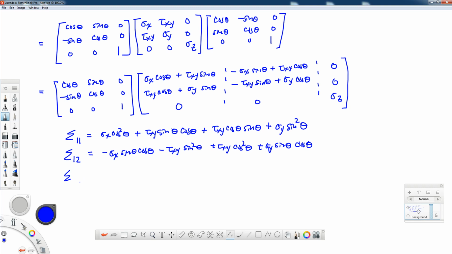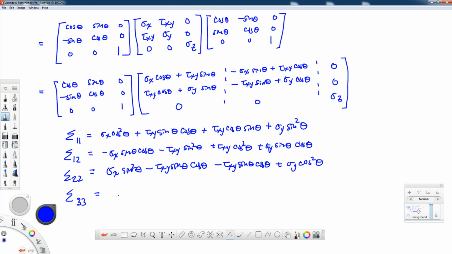The result of the next one, sigma 1, 3, would be equal to 0. Okay. Sigma 2, 1 is the same as sigma 1, 2 because the stress tensor is symmetric. The next one that is unique is capital sigma 2, 2. That's going to be sigma x sine squared theta minus tau xy sine theta cosine theta minus tau xy sine theta cosine theta plus sigma y cosine squared theta. And then the last unique one will be capital sigma 3, 3, which will be the same as sigma z.